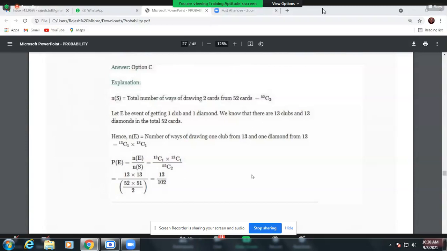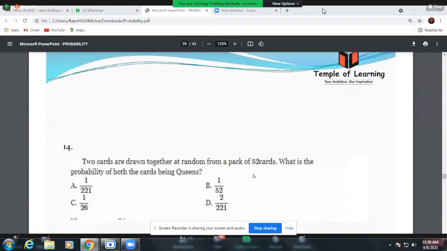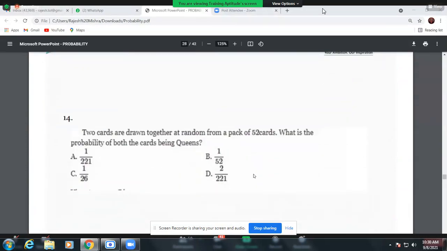Yes, sir. Okay, great. Two cards are drawn together at random from a pack of 52 cards. What is the probability of both the cards being queens? Now, students, of course, the total outcome is 52C2. But what is the probability of getting both the cards queens?